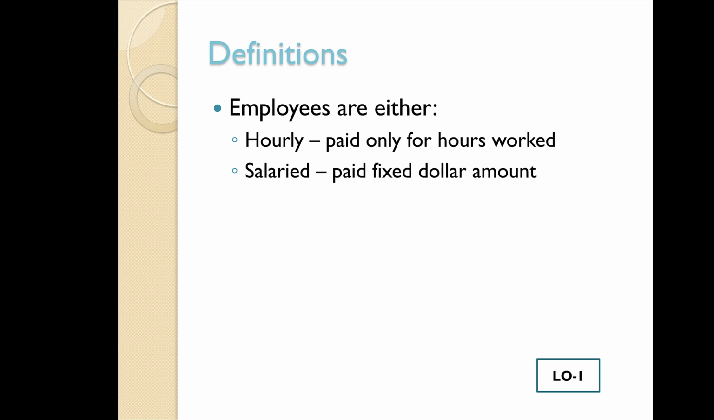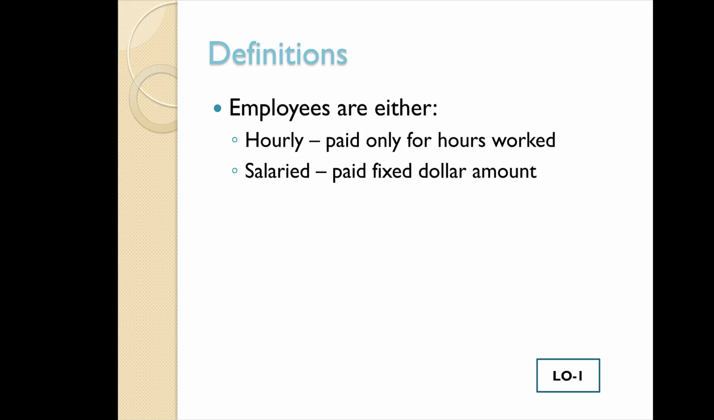So employees are either hourly or salaried. Salaried means if an employee is salaried, that means they're paid a fixed dollar amount. Like me as a professor, I'm salaried. If I work 60 hours in a week, I get the same amount of salary. If one week I work only 20 hours, I still get the same amount of salary.